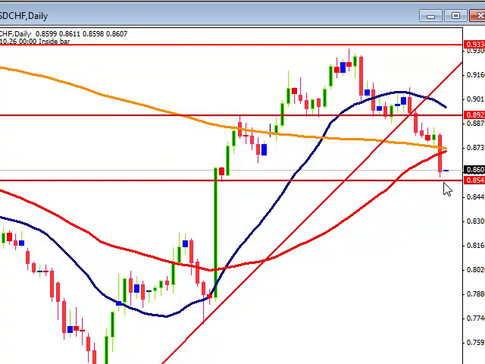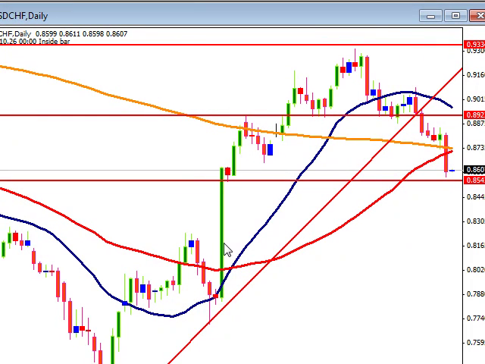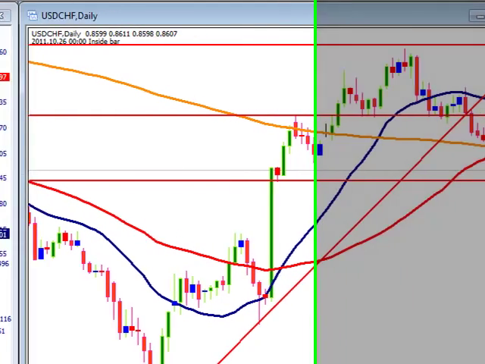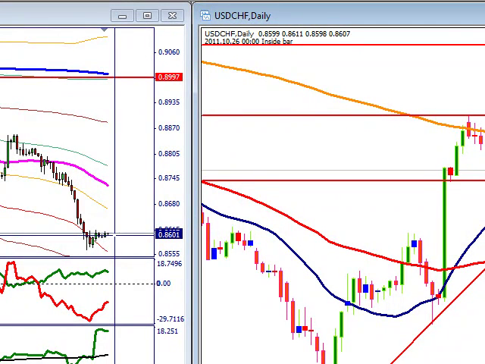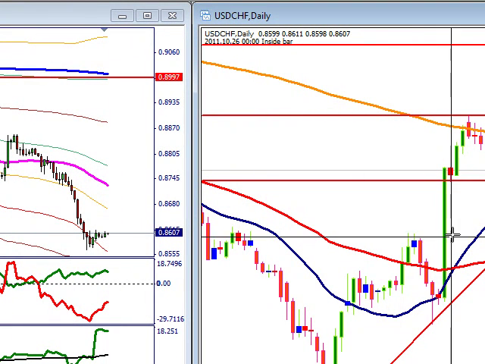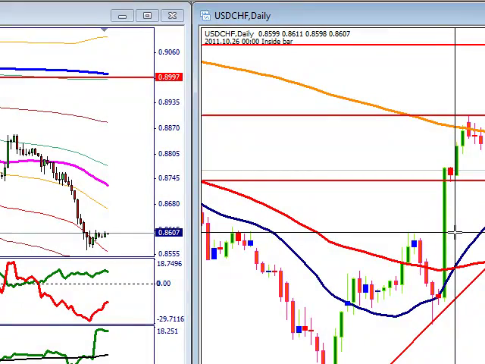Will this hold? If this doesn't hold, this big candle here is going to come into question. And you can see that really, if that big candle comes into question, we may see some support halfway through at 8240.